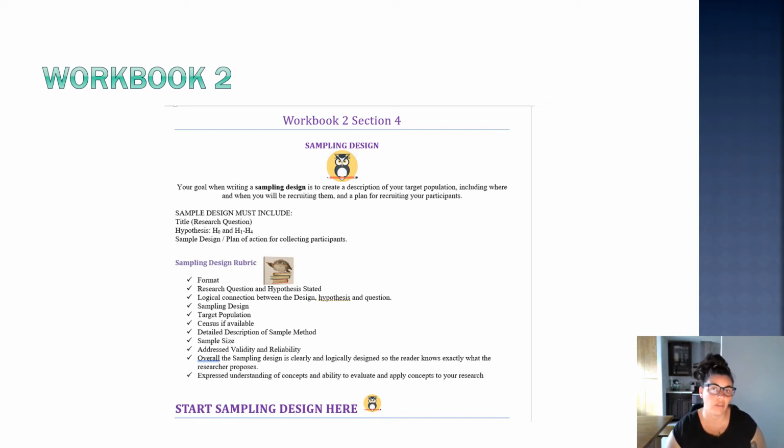So you need to know that information from the validity and reliability lecture from last lecture. Overall, a sampling design is a clearly and logically designed plan of action so that the reader could actually not just know what you were doing or what you're planning on doing to collect your people, but also so that if that person needs to replicate your research, they could do so. That's the way you should think about it.